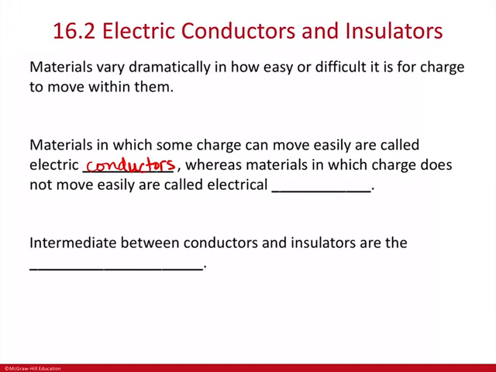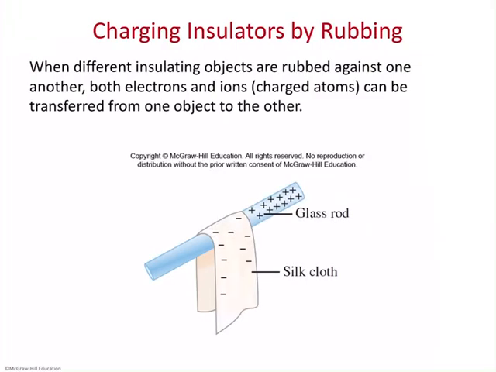Whereas materials in which charge does not move easily are insulators. An example of an insulator is air, glass, things like that. And the intermediate between conductors and insulators are known as semiconductors. Sometimes metalloids, those are just a few special elements you've seen on the periodic table that sit in that line between the metals and the nonmetals.